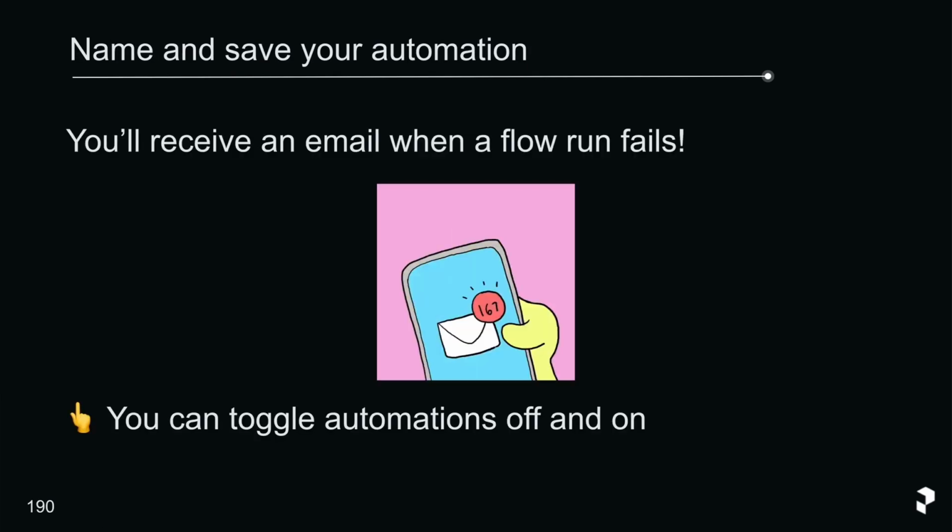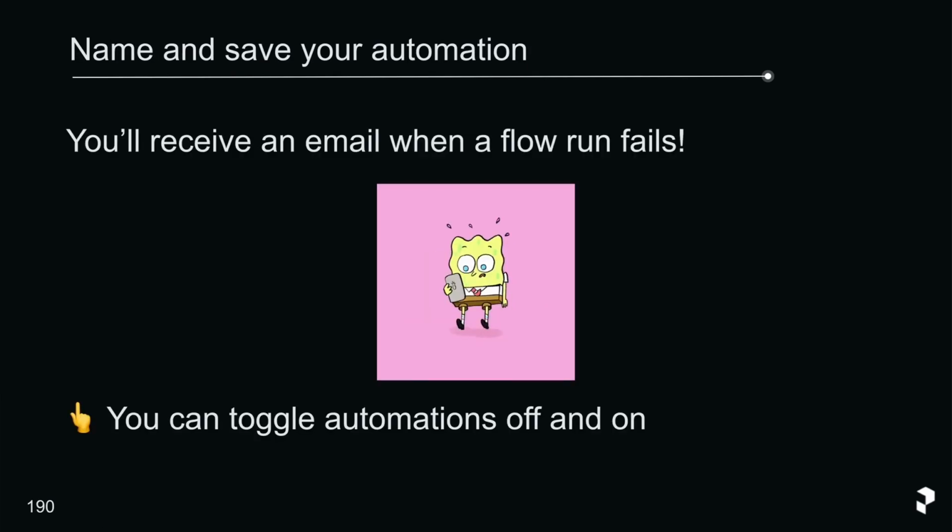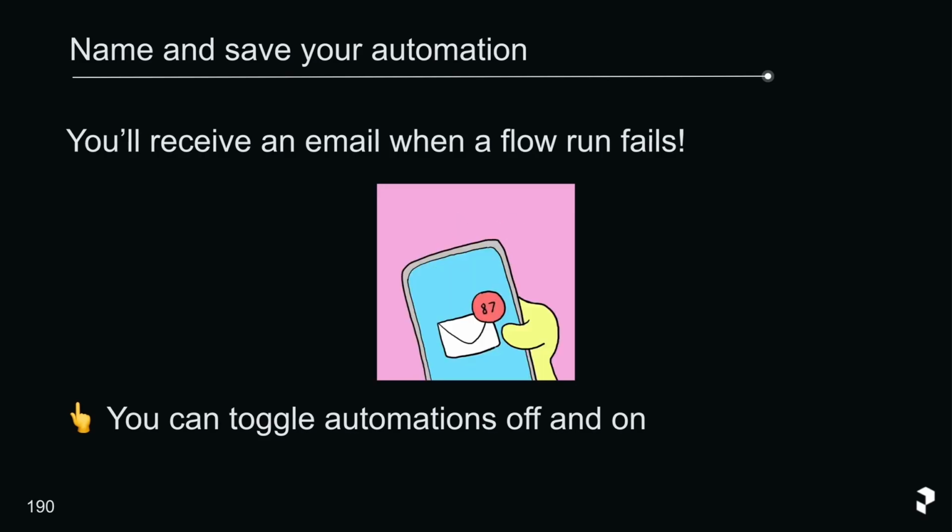Once you have defined the action, you can go ahead and save your automation, and then from there on out, you'll receive an email whenever a flow run fails. If you want to disable the automation, you can. All you need to do is toggle them on and off.